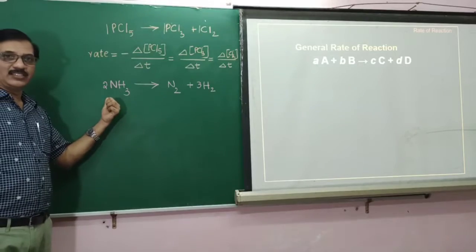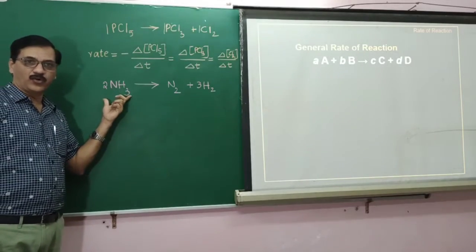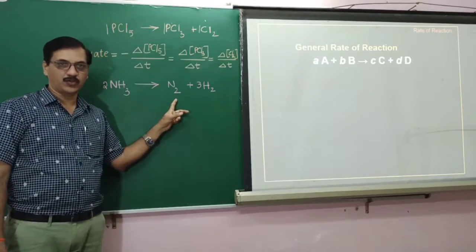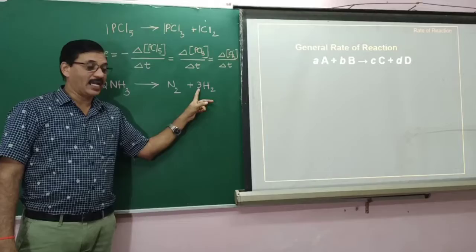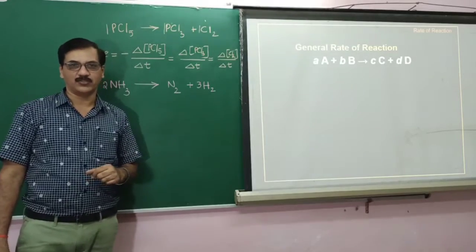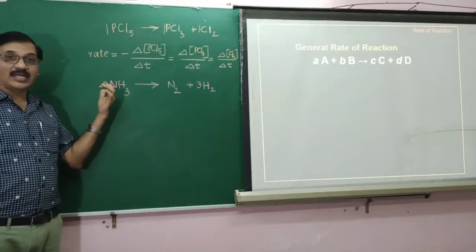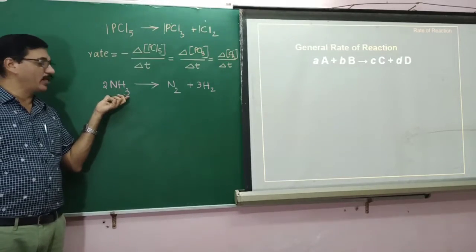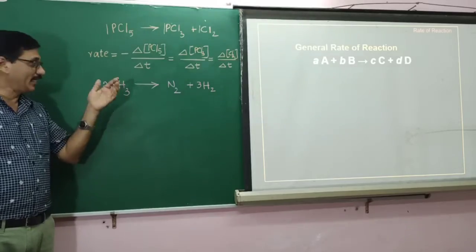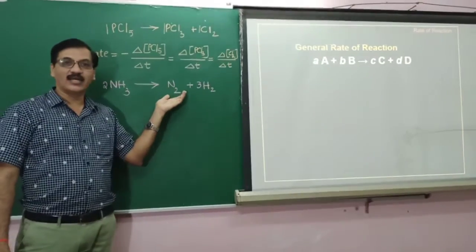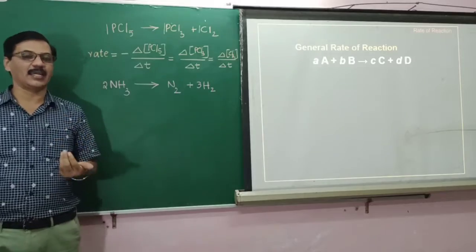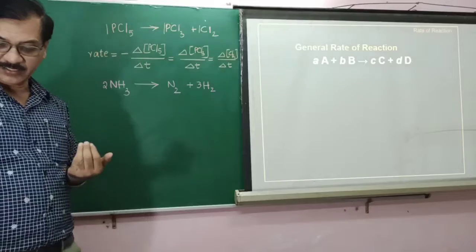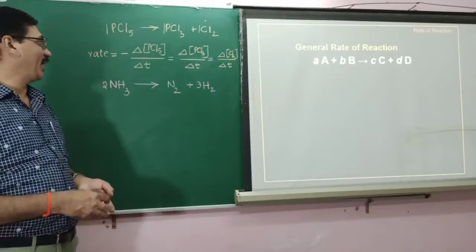Now, you look at the reaction. When 2 moles of ammonia get decomposed, only 1 mole of N2 is being produced. And by the same time, 3 moles of hydrogen is being produced. So, the rate at which the ammonia is disappearing is not the same as the rate at which nitrogen is appearing. So they are different. Now how to write a general expression for the rate?